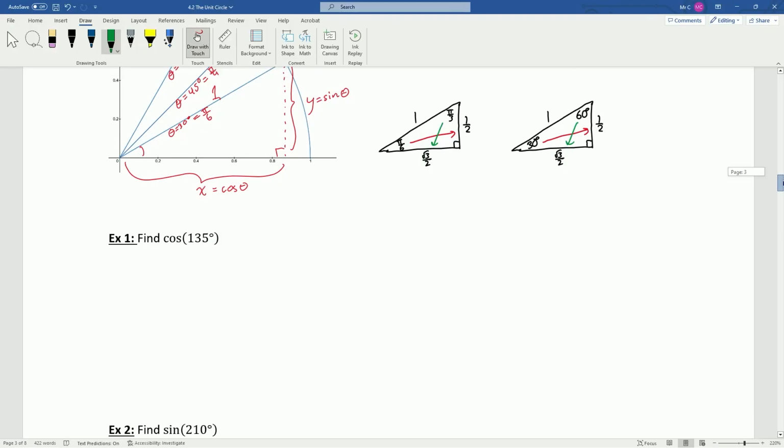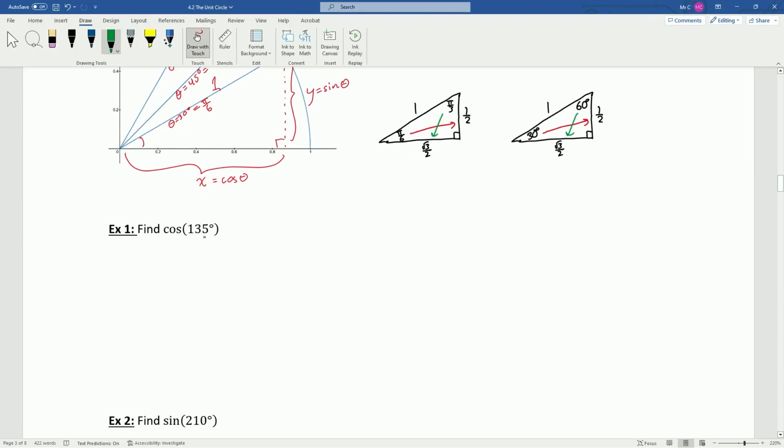So let's take a look at our first example here. Find cosine of 135 degrees. And the way we're always going to start these is by drawing the angle in question. So I start with my initial side in the positive x-axis, and then I draw 135 degrees. Looks like this, 135 degrees. Now my goal is always to draw a triangle with the x-axis. So here's my triangle with the x-axis.